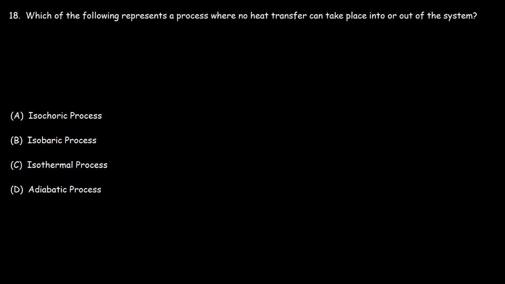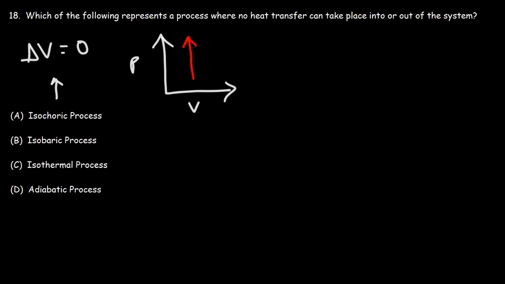Is it an isochoric process? An isochoric process is a process that occurs at constant volume. The change in volume is 0. So on a pressure volume diagram or a PV diagram, this would be an isochoric process, either going up vertically or going down. So that would be an example of an isochoric process.